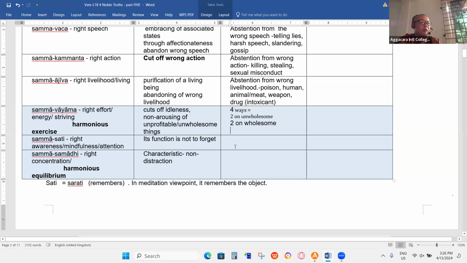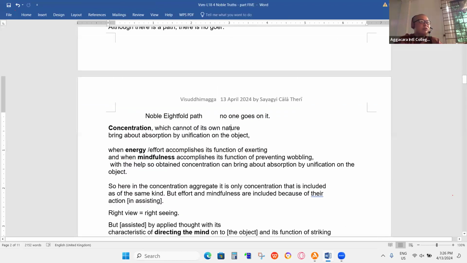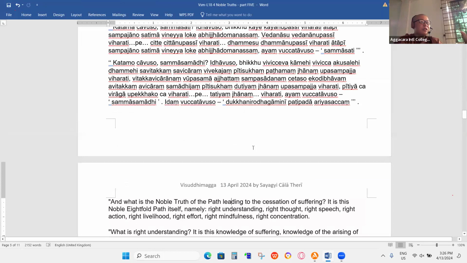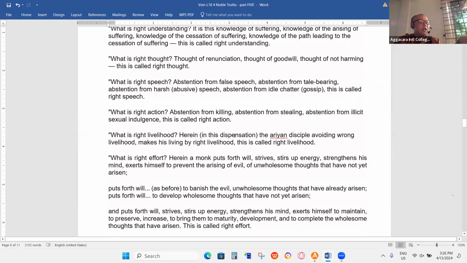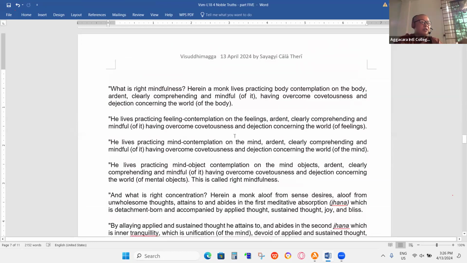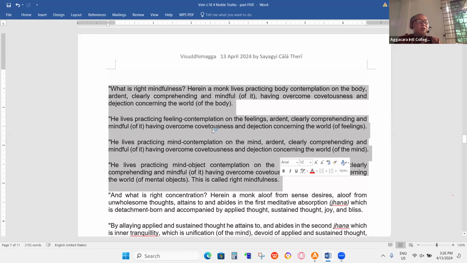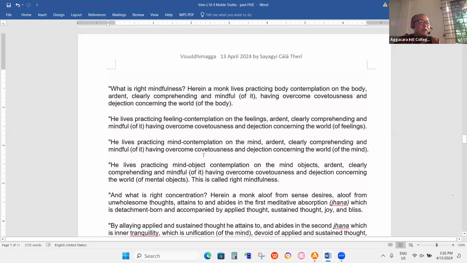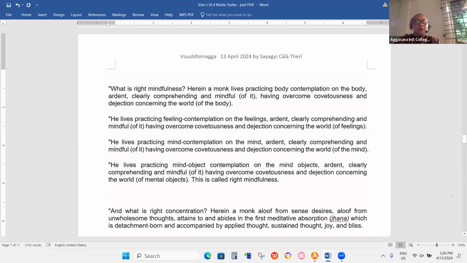Okay, now we are going to samma sati. Right mindfulness is very important in Buddhism. It's good that we are learning exactly from the Tipitaka. So maybe somebody can read this one, up to here. Shirley, you can read this one.